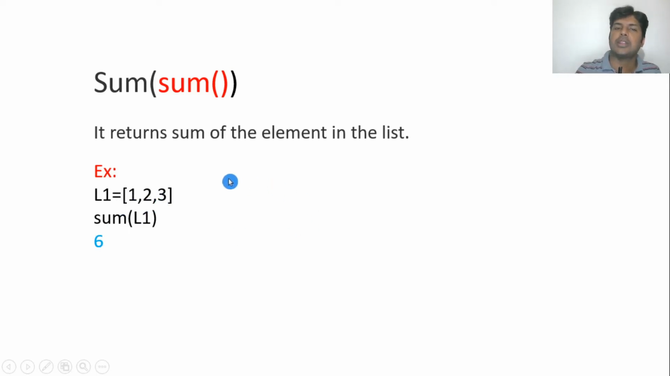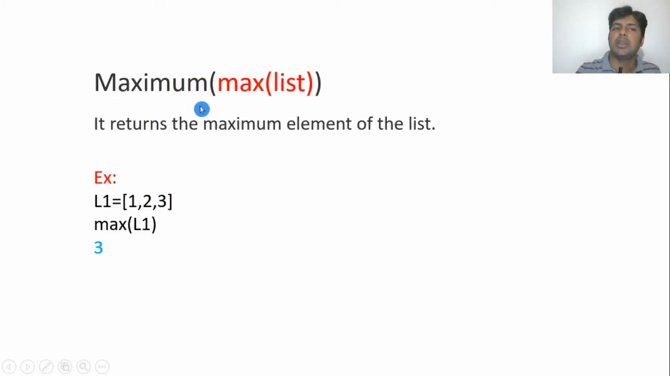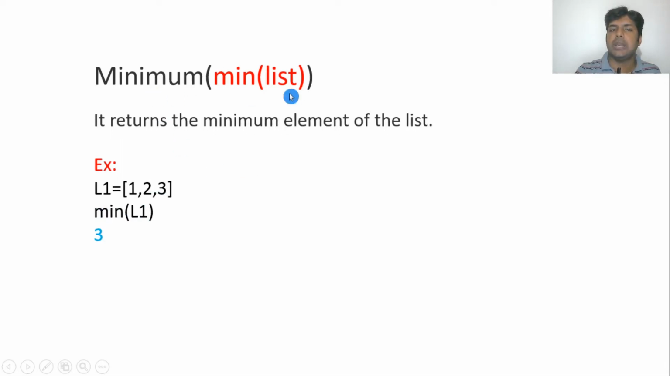In the same way we have another function called max. It will return the maximum element from the list. For example, you can see here 3 is the highest, right? So if I say max of L1, it will return 3. In the same way there is another function called min. Sorry, min should be minimum. If I say min of L1, it will give the answer as 1. So this is how the min function will work.